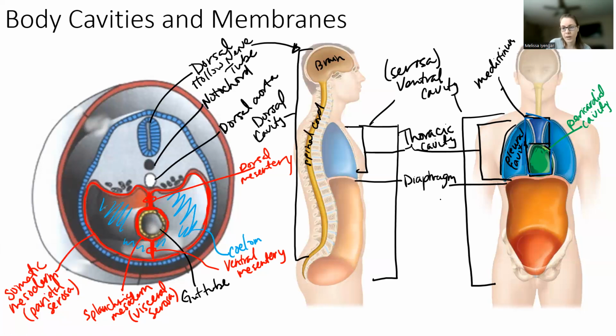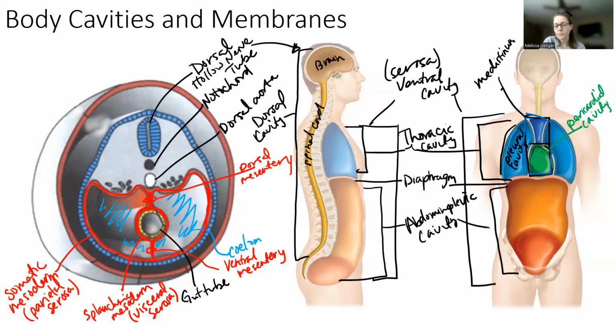Then inferior to the diaphragm, this whole large area here is called the abdominopelvic cavity. Sorry about my crazy lines here. The abdominopelvic cavity is made up of two main areas. One is the abdominal cavity. The abdominal cavity is where you find your gut tube, where you find most of your digestive system and some of your urinary system. And that's going to have a parietal peritoneum and a visceral peritoneum.